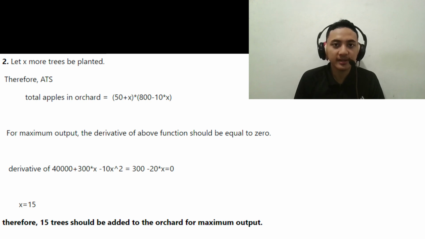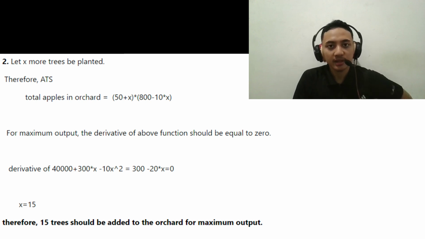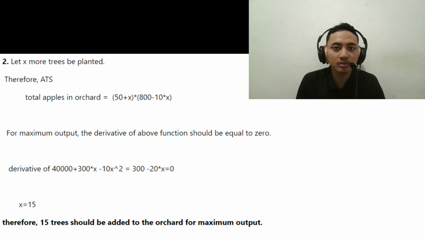And then we verify that x equals 15 gives a maximum by checking the second derivative or analyzing the graph. And so we come to the conclusion that we must add 15 trees to the orchard to achieve maximum apple production, yielding a total of 575 times 65 equals 37,375 apples.